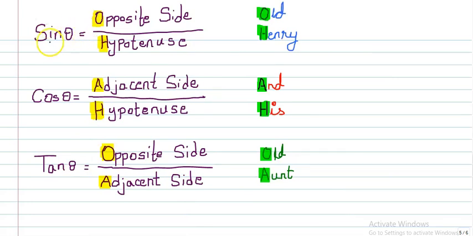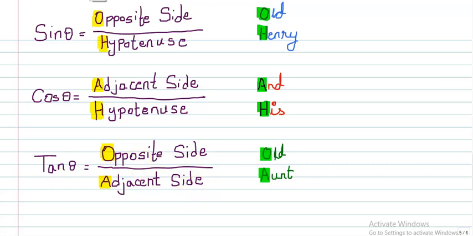The basic definitions of trigonometrical ratios are: sin theta is given by opposite side by hypotenuse. Cos theta, cos is the short form of cosine, is defined by adjacent side by hypotenuse. And tan is the short form of tangent. So tan theta, or tangent theta, is given by the formula opposite side by adjacent side.